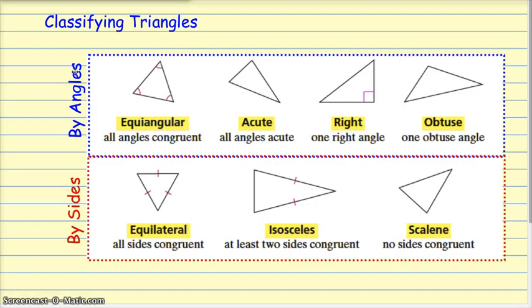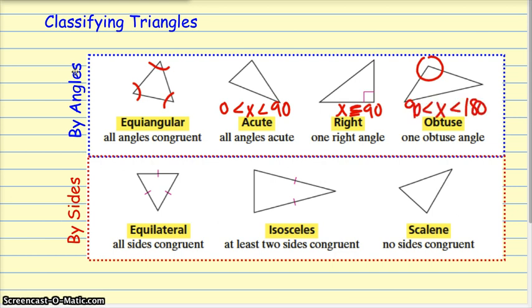Classifying triangles. This should not be any new information. You can classify two different ways, by angles. So we have equiangular, meaning all angles are congruent. We have acute, that all the angles are between 0 and 90. Right, meaning that there is at least one 90-degree angle. And obtuse would be the large one, meaning that one of the angles is greater than 90, but at the same time less than 180. So the triangle is made up of one of those.